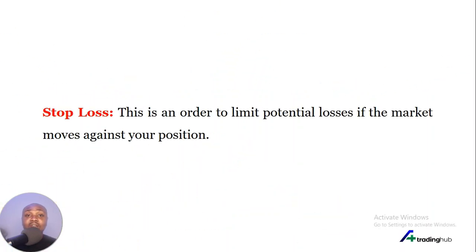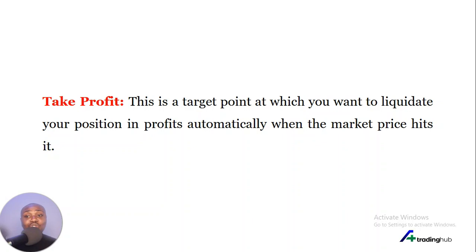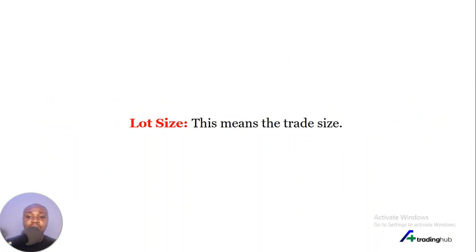Stop loss is an order to limit potential losses if the market moves against you. Take profit is a target point at which you want to liquidate your position in profit automatically when the market price hits it. Lot size means the trade size.